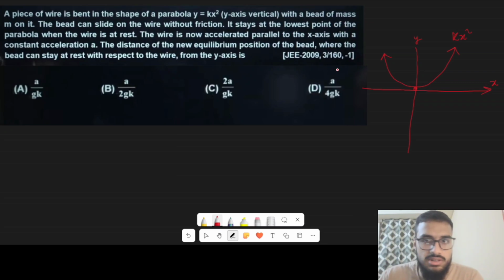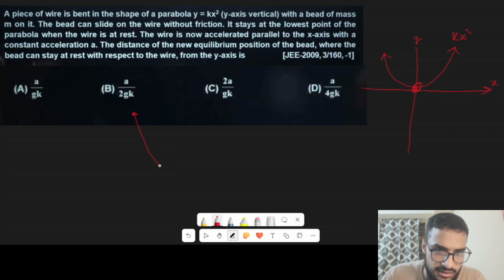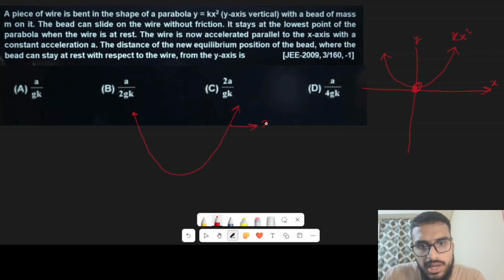It stays at the lowest point of the parabola when the wire is at rest. So basically the wire is at rest, the bead stays here. Bead means a kind of ring or something. The wire is now accelerated parallel to the x-axis. So what happens? You have this wire, you accelerate it parallel to the x-axis. So this is the acceleration, for example, this is the acceleration A.